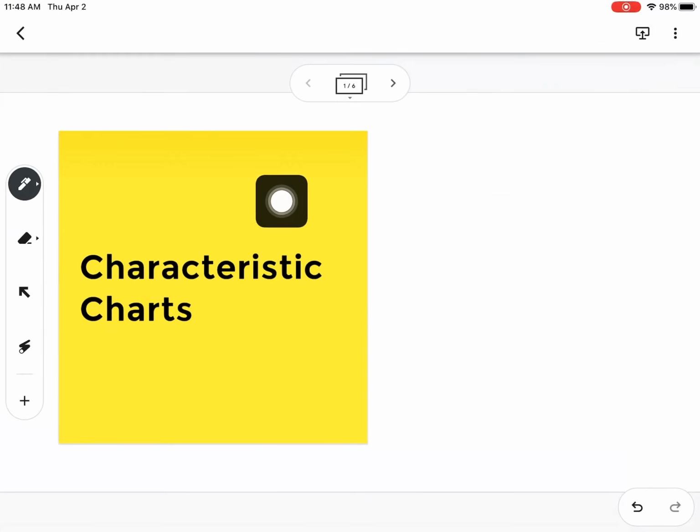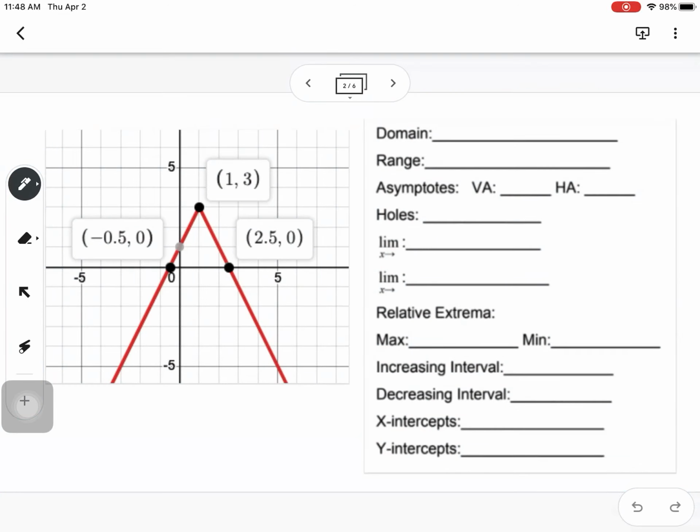So what we're going to do today is really just talk about your characteristic charts and filling those in. Here you're not going to graph a single thing. I'm going to give you the graph on all of them, and we're just going to talk about how we fill in that characteristic chart for each of them and make sure that we've hit some of those important talking points there.